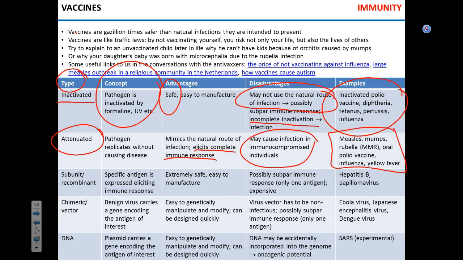Other examples of attenuated vaccines: MMR. Interesting fact, the guy who developed this vaccine, Maurice Hilleman, isolated the virus that he later used as the mumps component from his daughter.